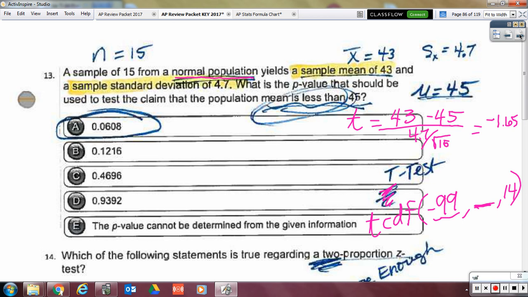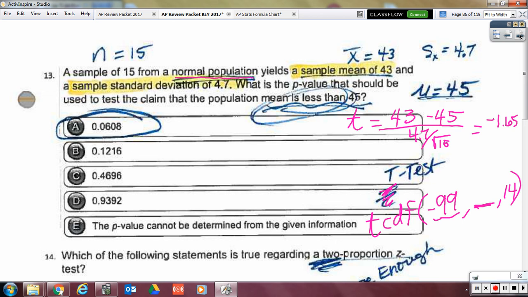So we got a sample mean. That's an X bar of 43, and a sample standard deviation of 4.7. Sample standard deviation means we're going to do what? T, T, T, not Z. Okay? What is the p-value used to test the claim that the population mean is less than 45?